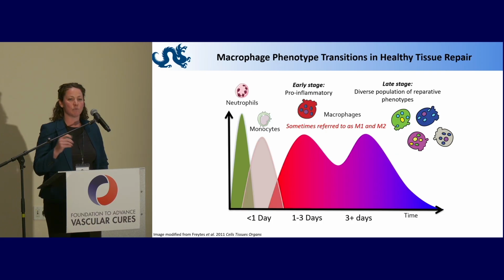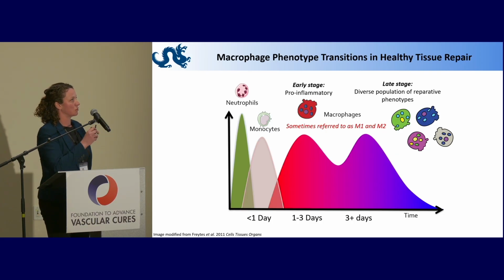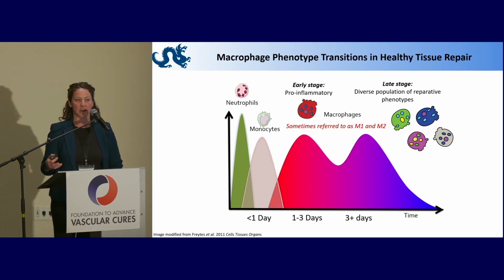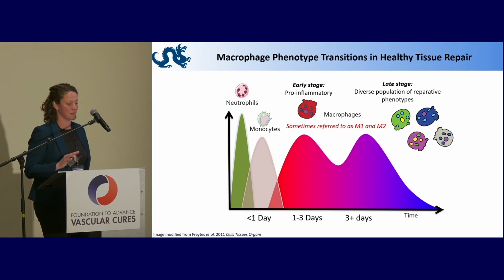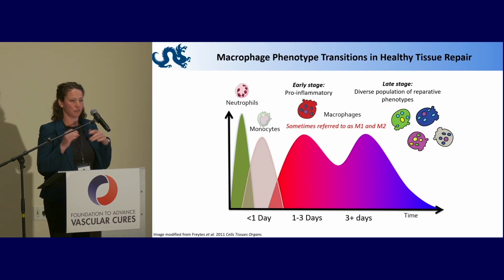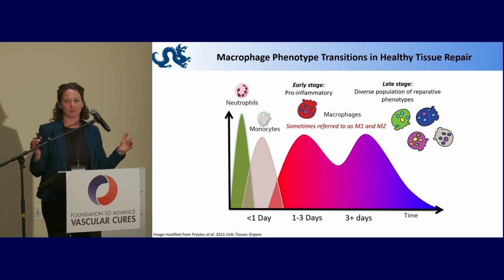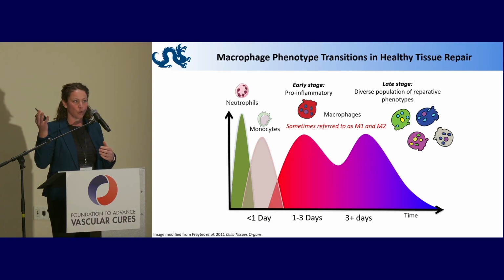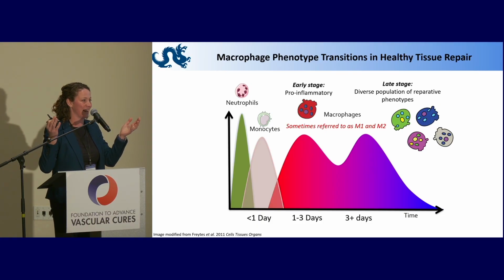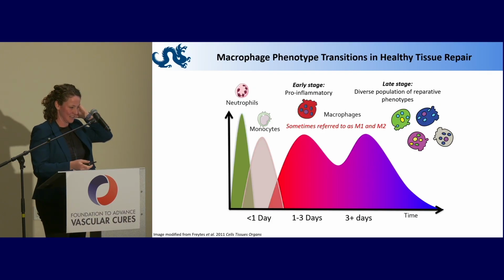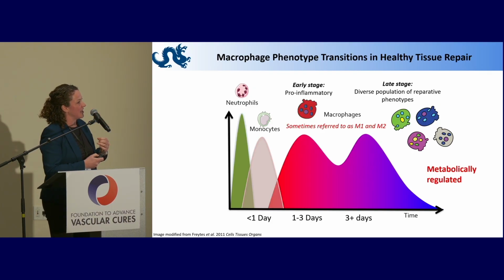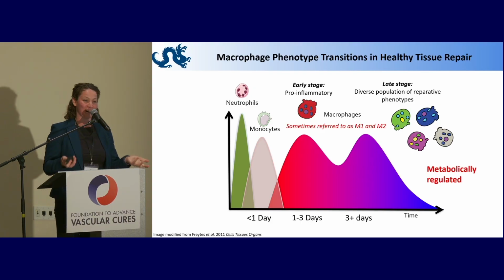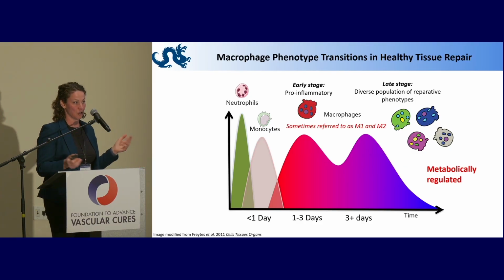If you've ever heard of the M1 and M2 paradigm of macrophage phenotype, that refers to pro-inflammatory M1, reparative M2, but we try not to say that anymore because now we know that there's so many different types of phenotypes that if you say M1, M2, the brain wants to think there's only two types of phenotypes. It's just impossible to wrap your head around that if you say M1, M2, so we try not to say that anymore.